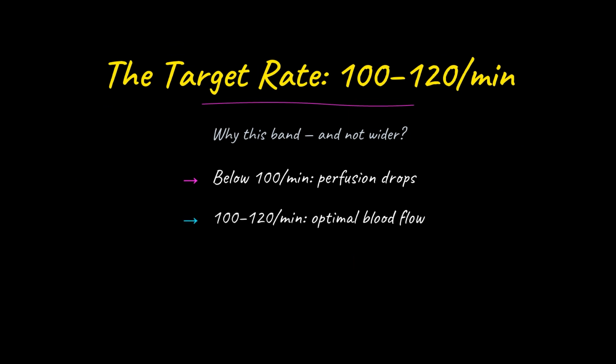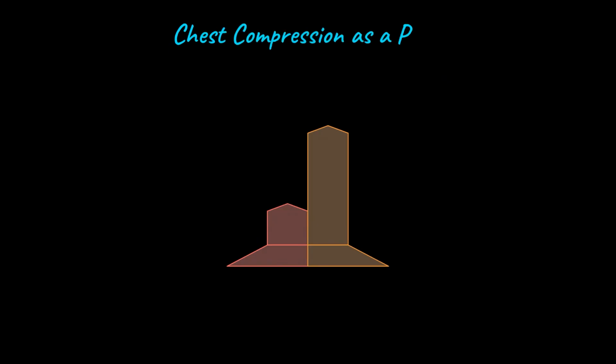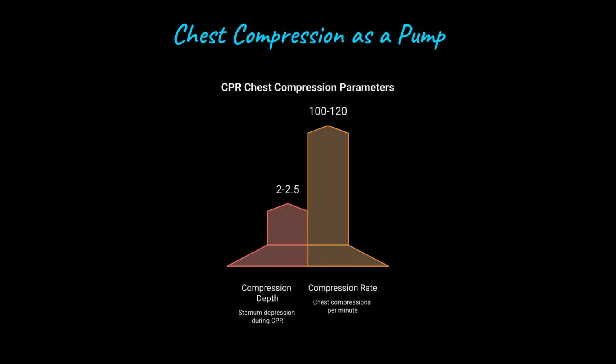Fall below and perfusion drops. Climb above and the heart has no time to refill between pushes. Both errors reduce survival equally. The chest wall acts as a mechanical pump. Each compression squeezes blood forward toward the brain and coronary arteries, and full recoil between pushes allows the heart to refill. Rate and depth together determine how much blood actually moves.